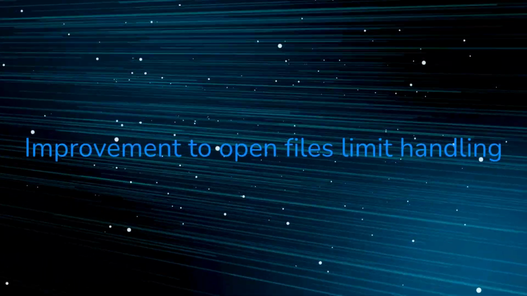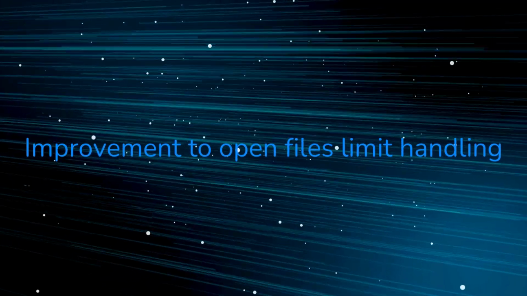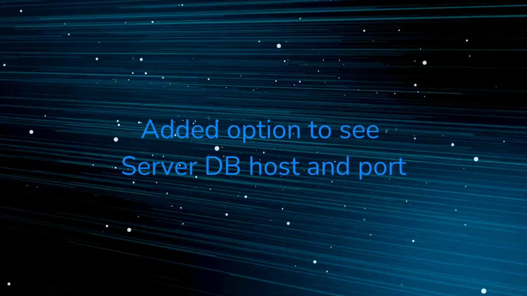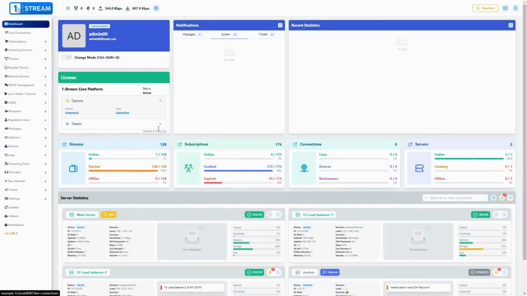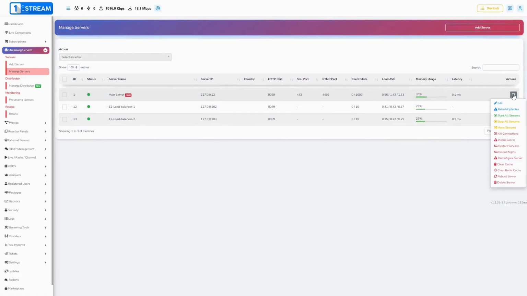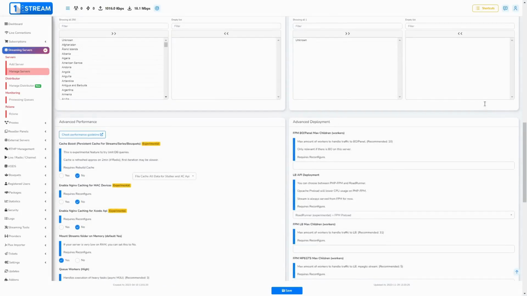Improvement to open files limit handling. The increased open files limit on the servers is applied more consistently. Add an option to see server DB host and port. You can now see the host and port of the server from Streaming Servers, Manage Server, Edit.